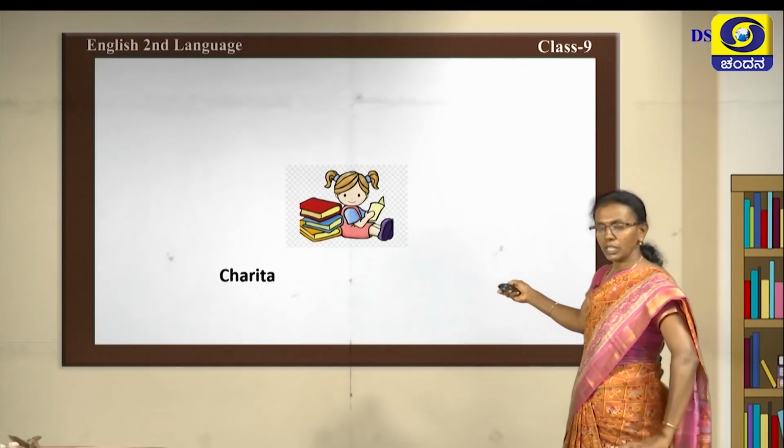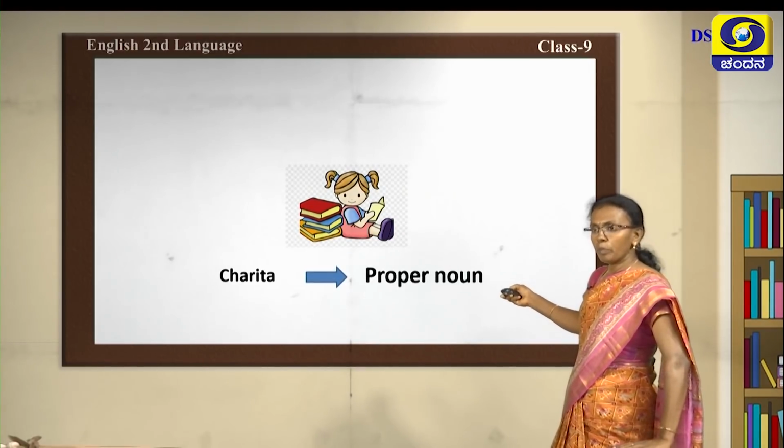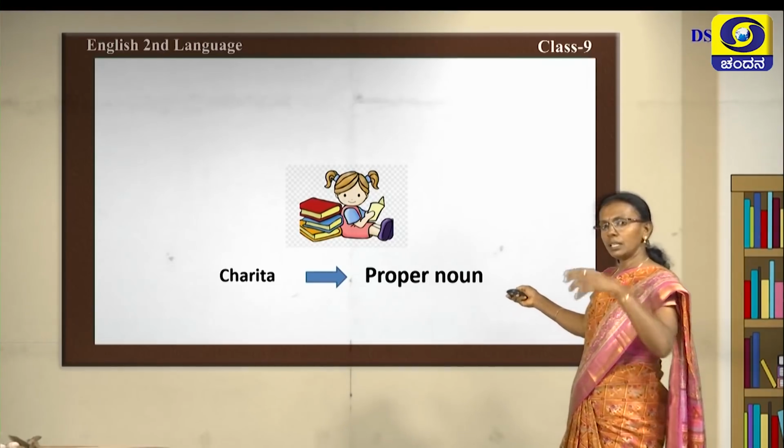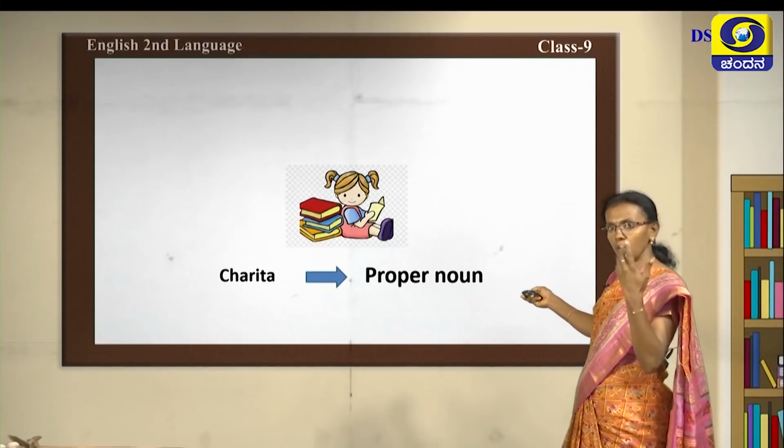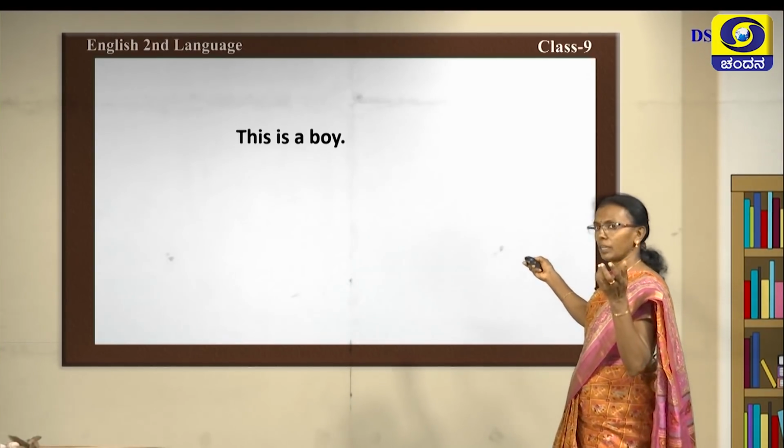Next, we move on to Charita. See, Charita has become what? Proper noun. We named that child Charita. So, it has now become a proper noun. See here the examples. This is a boy. Who is the boy?